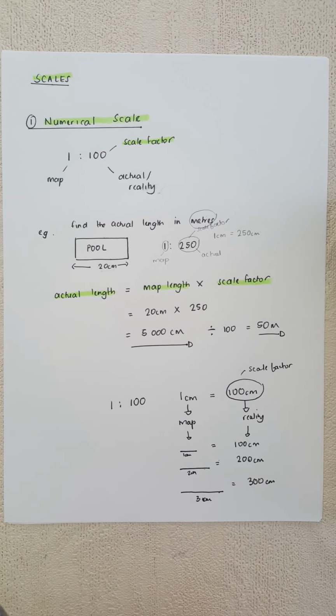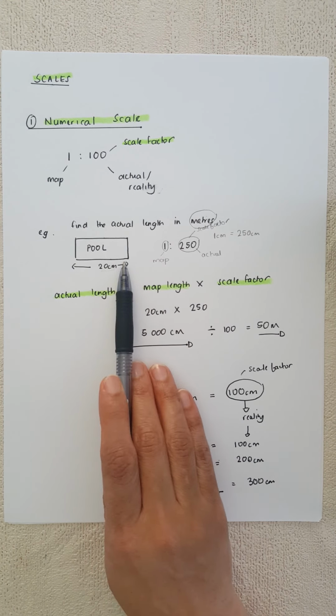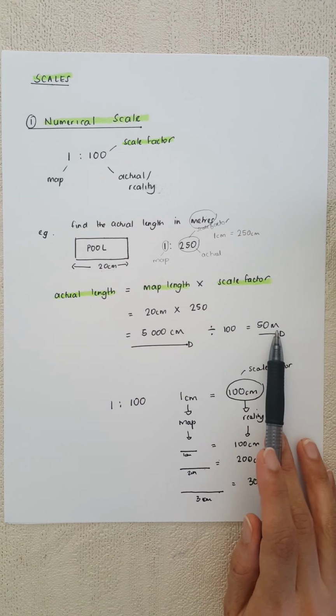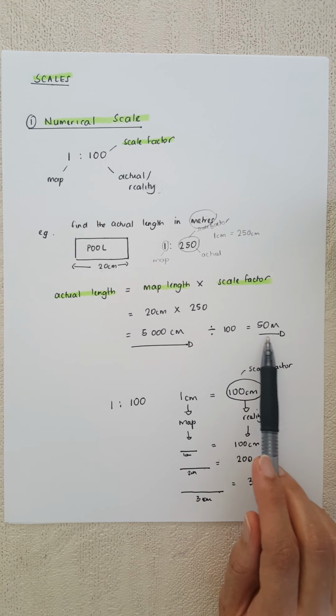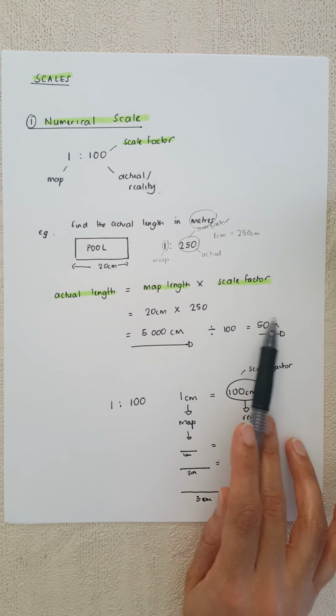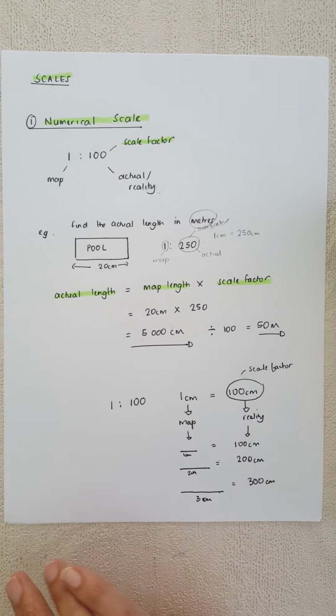So what it means in this example is that 20 centimeters is representing actually 50 meters. The pool in actual length is 50 meters, but we've only drawn 20 centimeters to represent that 50 meters, and we've got the scale to calculate how much it is in reality.